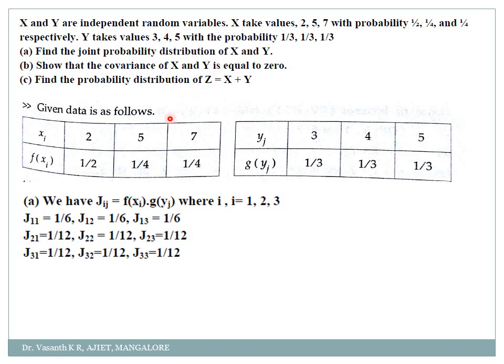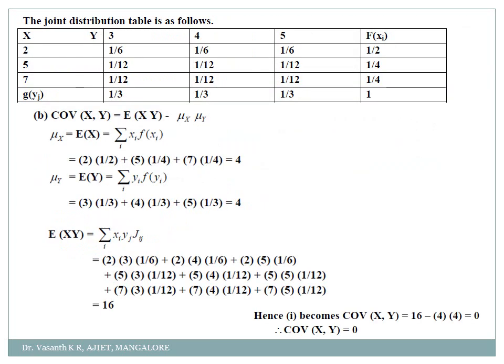Joint probability distribution means what? The table. First write x and y. This and all is just for your reference, not required. I will directly explain with the table, my dear students. So first I will write x and y. X will take the values 2, 5, 7. Y will take the values 3, 4, 5.